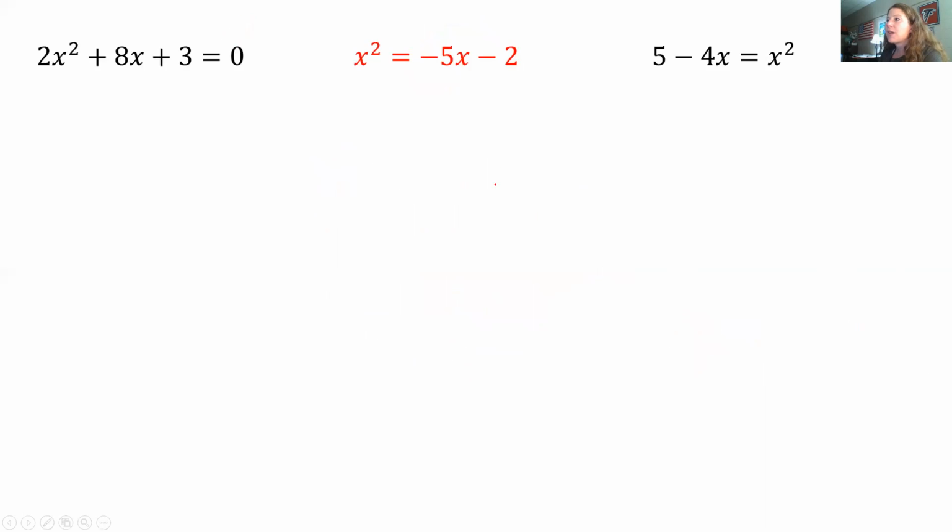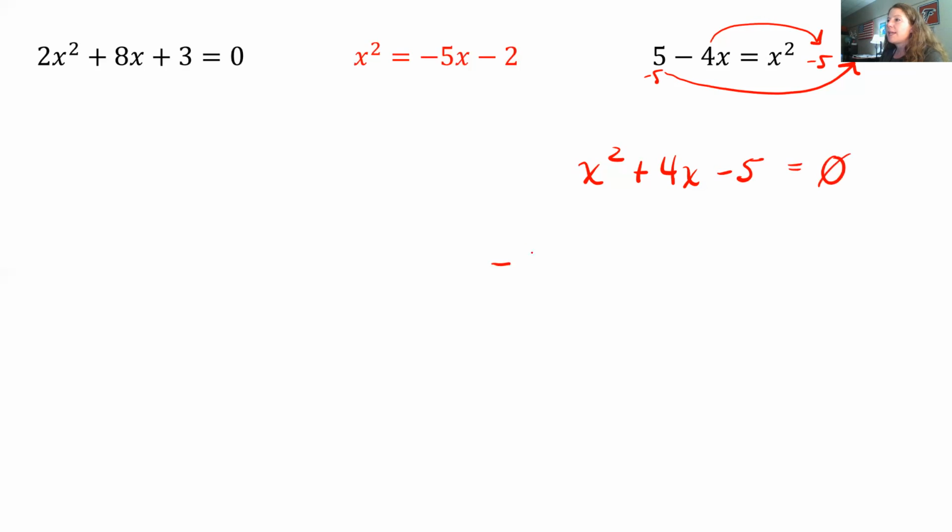Once again, I want my quadratic to equal 0. I want my leading coefficient to be positive 1, which means I'm going to move these to the other side over here. Okay, so here's my x squared. I'm moving minus 4x, which means I'm adding 4x to both sides. And now I'm getting rid of positive 5, which means I'm going to subtract 5 from both sides. And that equals 0.